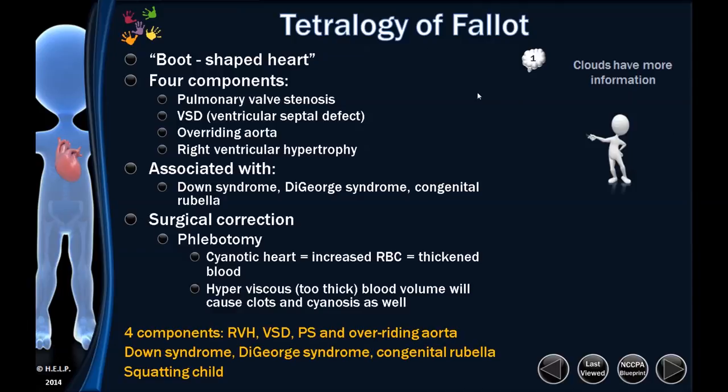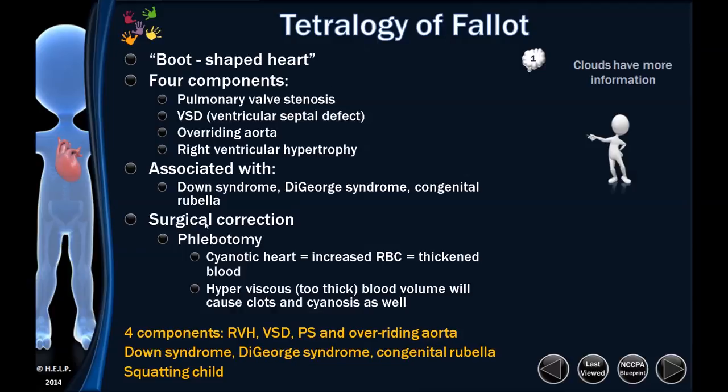Tetralogy of Fallot, you're going to have to know the components. Invariably on the boards, they love to ask you which one of the following components is missing, or they'll give you 3 of them and ask you to identify the 4th one, and they'll have 5 answers for you. So you have to know it's pulmonary valve stenosis, a VSD, overriding aorta, and right ventricular hypertrophy. You have to memorize these. It's a boot-shaped heart. It's associated commonly with Down syndrome, DiGeorge syndrome, and babies whose mother gets congenital rubella.